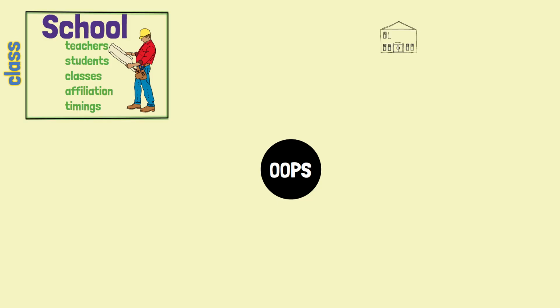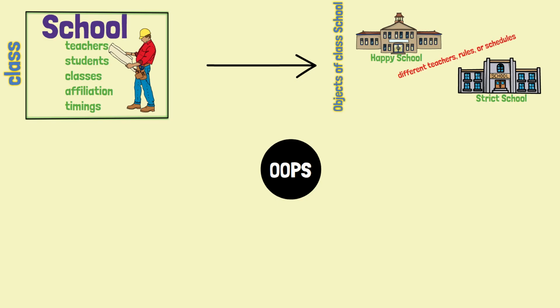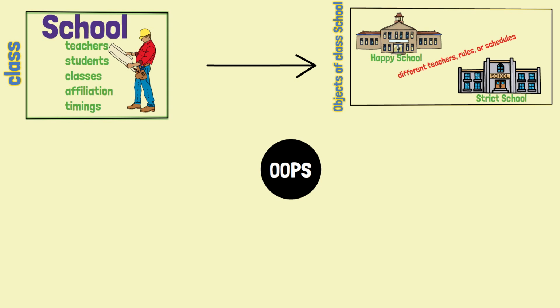Now, let's take a specific school. This could be a happy school with a fun environment, or a strict school with lots of rules. These are different schools, but they're all objects created from the same blueprint of the school class. Each one is unique with its own features, like different teachers, rules, or schedules, but they all share some things in common because they are based on the same blueprint, class.